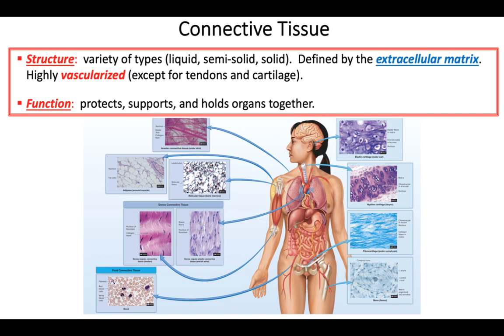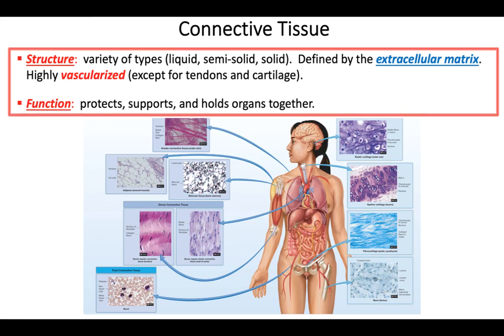This matrix tends to have what we would call ground substance, which is kind of either liquid or calcium phosphate, stuff like that. It's also going to have proteins. For example, collagen is a very common protein in connective tissue. It might have elastic fibers, which give the tissue elasticity, which is the ability to stretch a little bit and then recoil. Most connective tissues are vascularized, meaning they have blood vessels. A couple exceptions to that rule: tendons lack blood vessels, and cartilage lacks blood vessels.